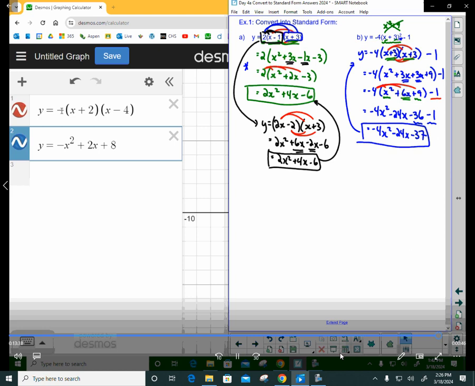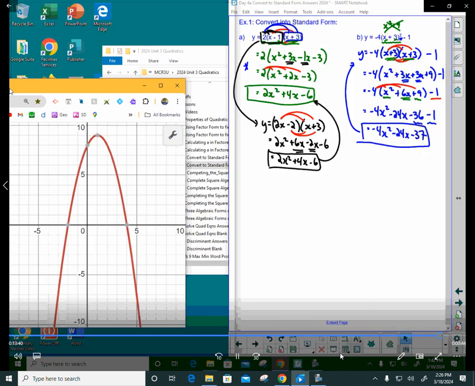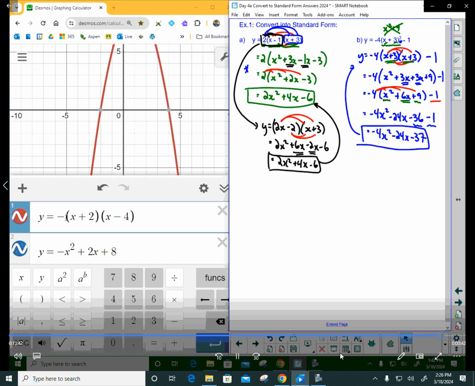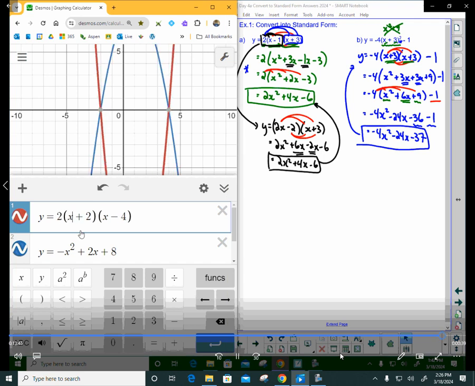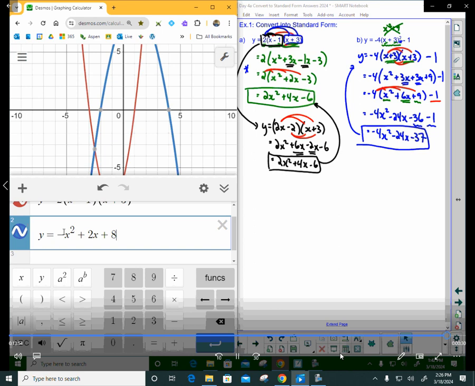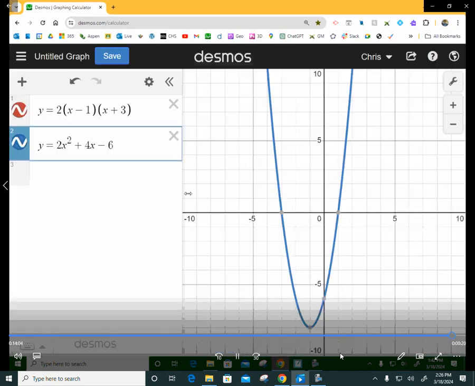Let's try it with another one. Let's do that top one, the first one there. It's a little messy, but I think we can see it. So we've got 2 bracket x minus 1 times x plus 3. So this gets us a new parabola. And we did the work, and we got the answer is 2x squared plus 4x minus 6. And you see that the blue one went over top of the red one. So again, you can see that this must be the correct answer because it produces the exact same parabola.